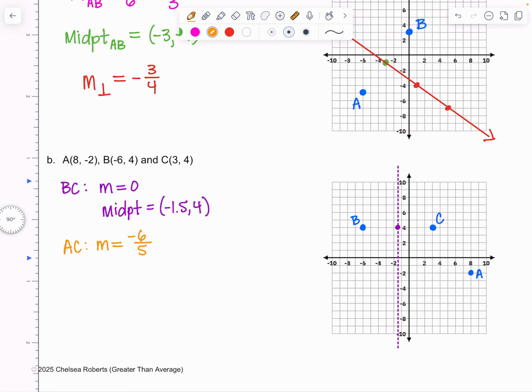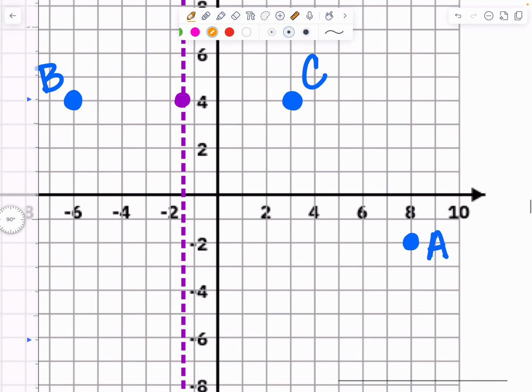And I'm going down, which means that my midpoint, I'm going to go down 3 and over 2.5. So down 3 over 2.5, it lands me here. So that's going to be at 5.5, 1.